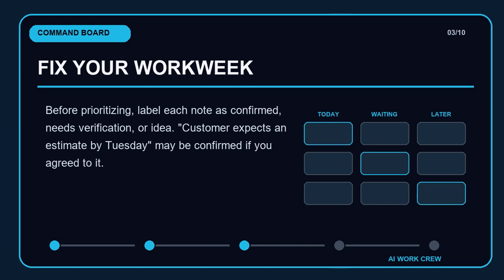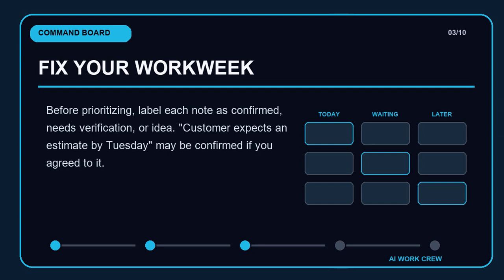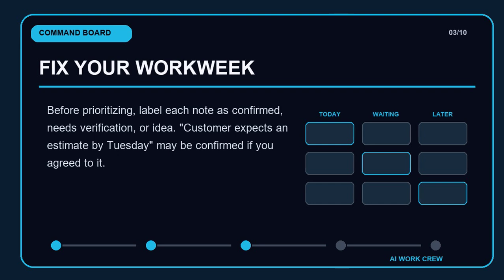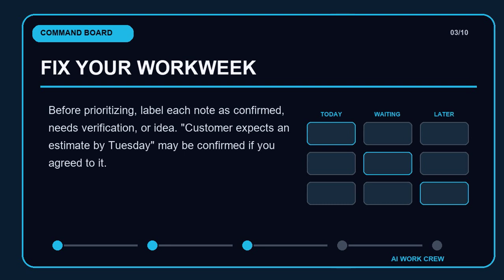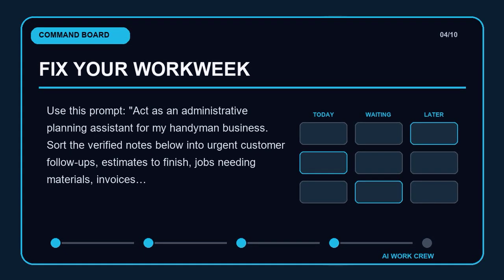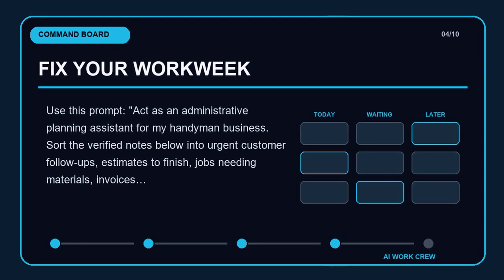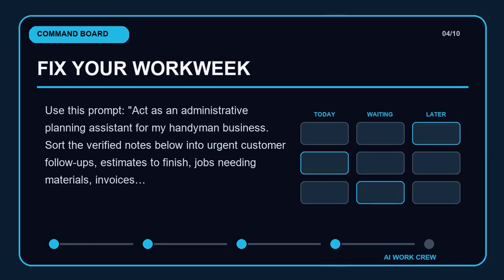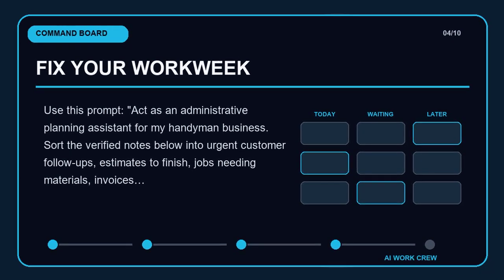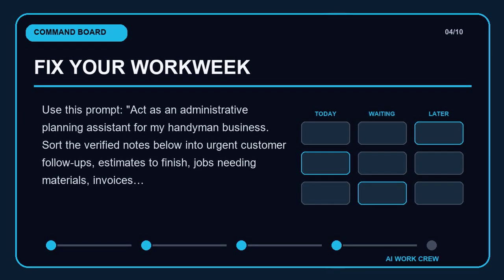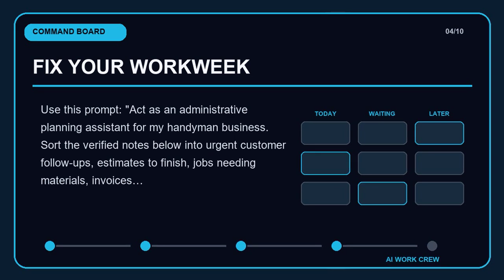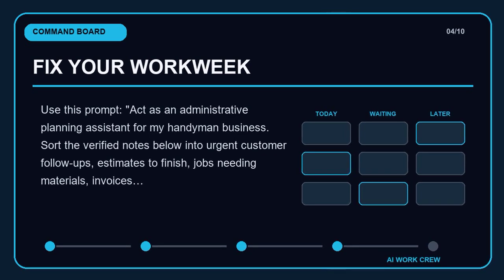Use this prompt. Act as an administrative planning assistant for my handyman business. Sort the verified notes below into urgent customer follow-ups, estimates to finish, jobs needing materials, invoices or payments to check, scheduling conflicts, marketing opportunities, and lower priority tasks. Identify missing information and conflicts, then propose a 5-day action plan with no more than 3 priority actions per day, plus a separate waiting on list.